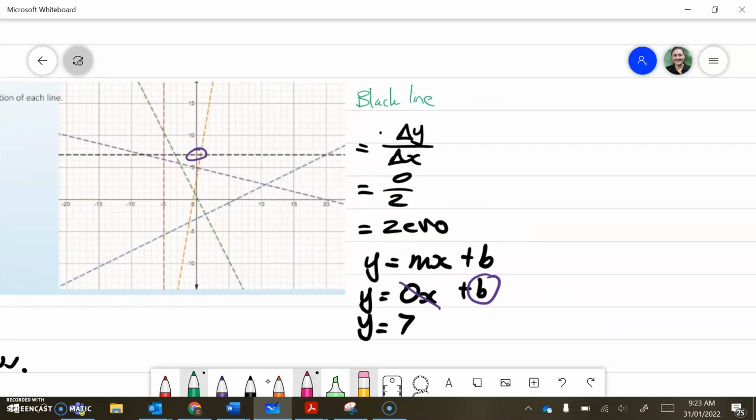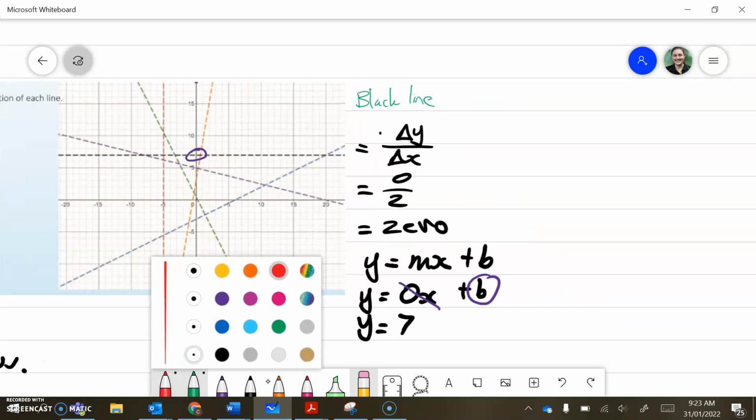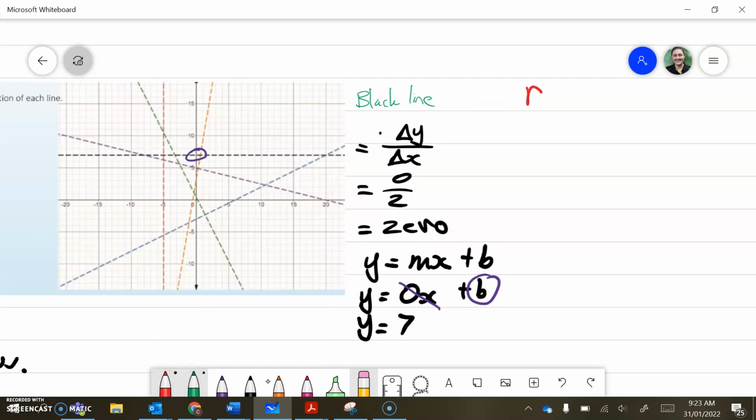On a similar note, we have our red line. Now our red line is a vertical line. So if we were to do our change in y over our change in x, you can see that no matter what the value of y is, our x always stays the same. Now our change in y, if we went from 1 to 3, would be 2, but our change in x would be 0. Now, because we have 0 on the bottom of the fraction, what that means is our gradient is undefined.